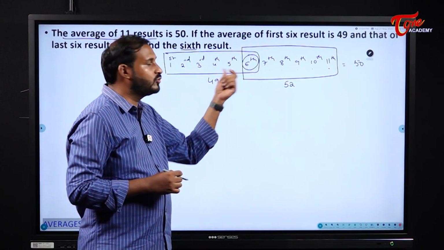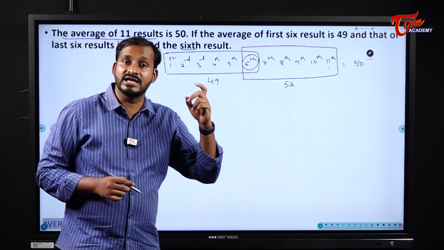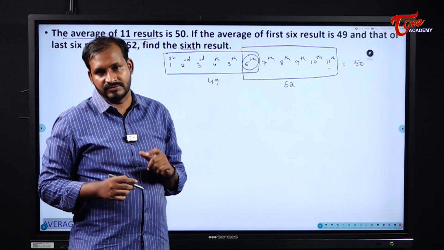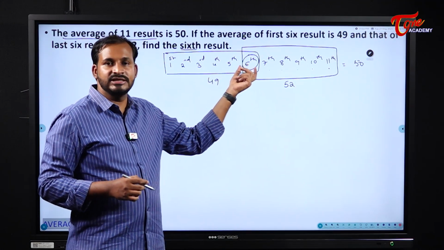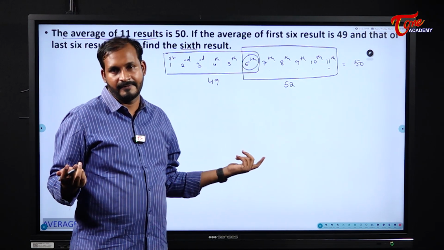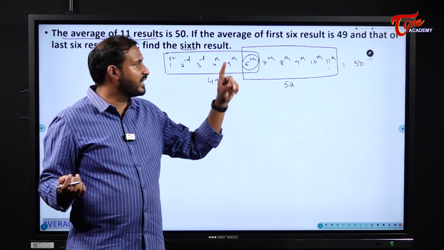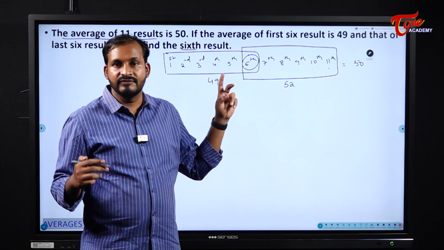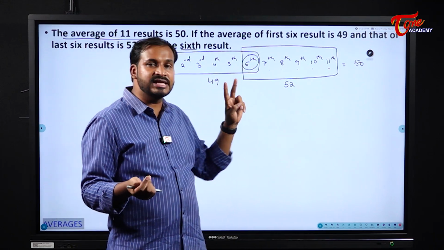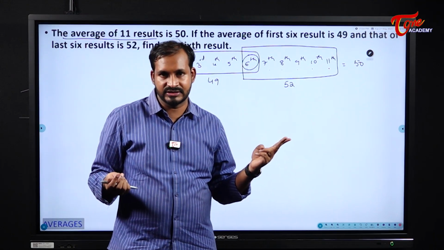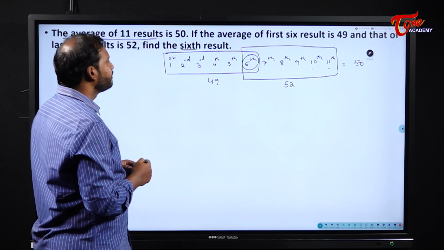Sometimes we may have two common observations. In that case, they will ask us the average of those two common observations. Average means the sum of those two divided by 2. If there is only one observation in common, they will ask that one. If there are two observations in common, they will ask the average of those two observations. Okay, now please see here.